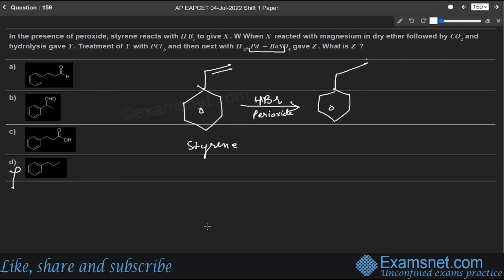So one Br here, right? And then what they have asked us to give is X. So you got X right now. And when this X reacts with magnesium and dry ether, the next reaction goes with magnesium in dry ether, followed by CO2.